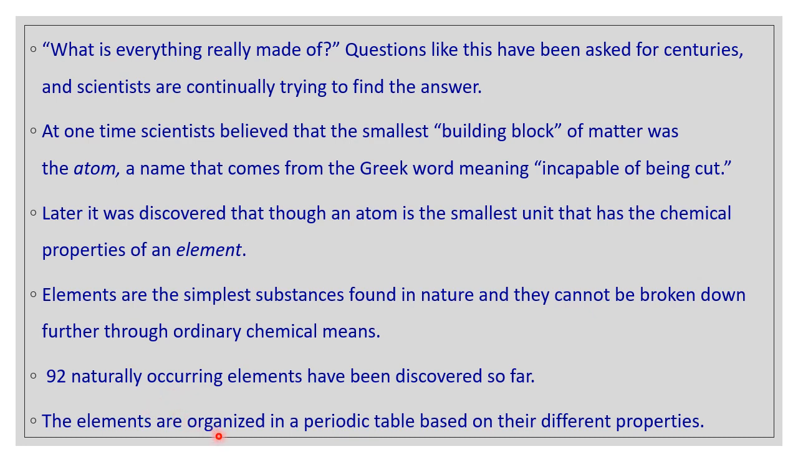The elements are organized in a periodic table based on their different properties. There is a table known as the periodic table, which is the collection of atoms. How is it made? It is made keeping properties in mind. Elements with similar properties are grouped, and the table is made. It is called the periodic table of elements, and this is the Bible, this is the Gita, this is the Quran of chemistry.